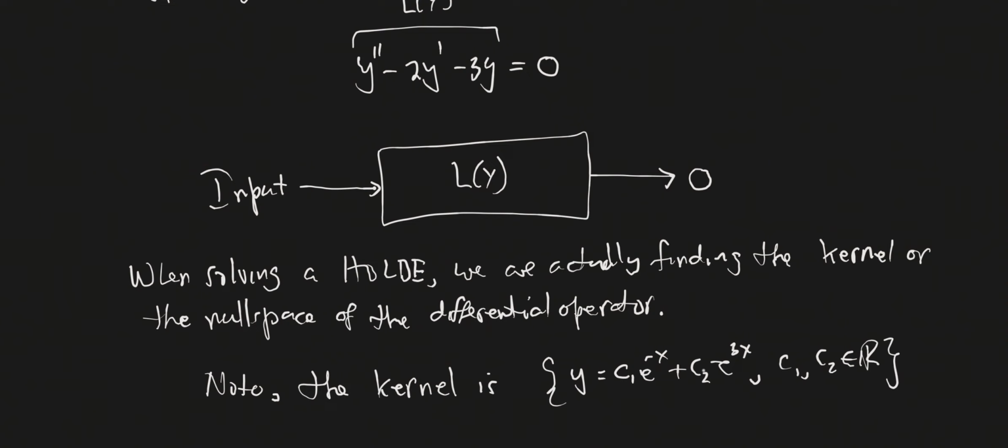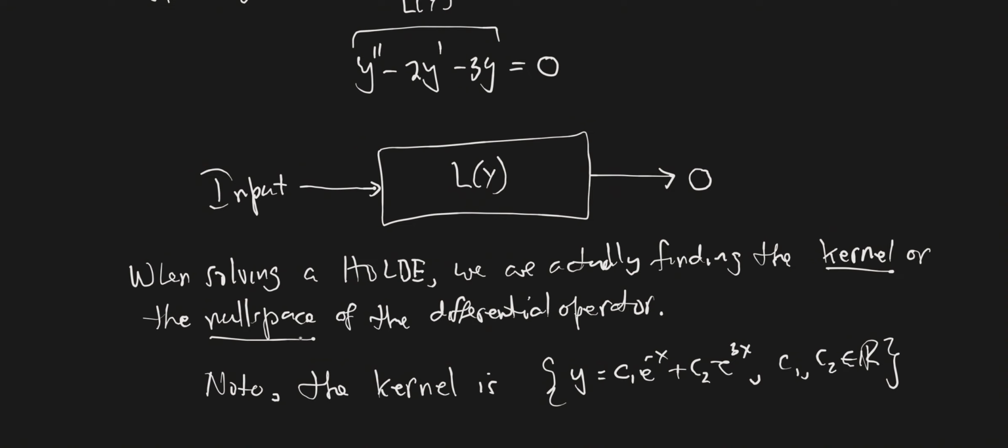So what this says is anytime I put any function of this form, in other words, any scalar multiple of e to the negative x plus a scalar multiple of e to the 3x, into my differential operator here, I'm always going to get an output of 0. So all these functions are mapped onto the 0 function, right?